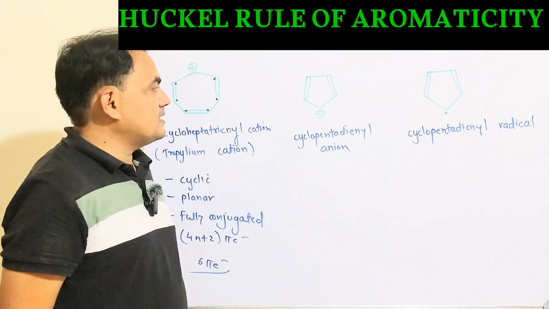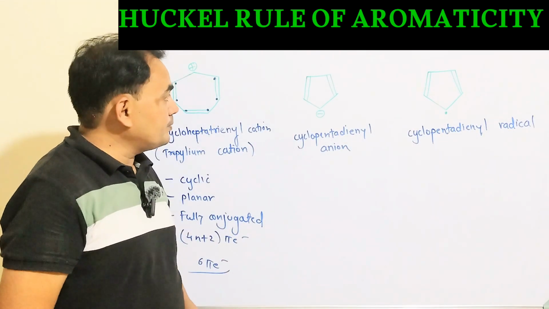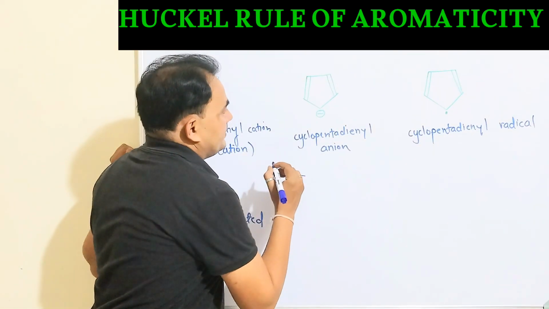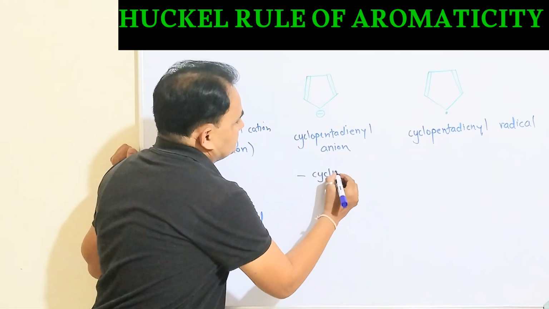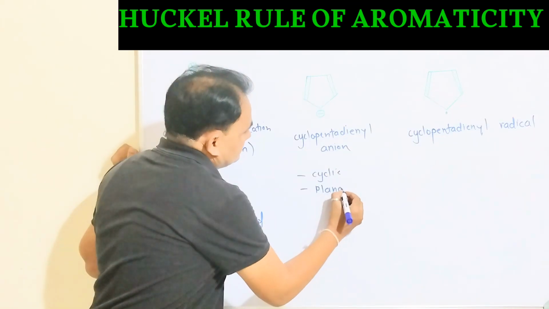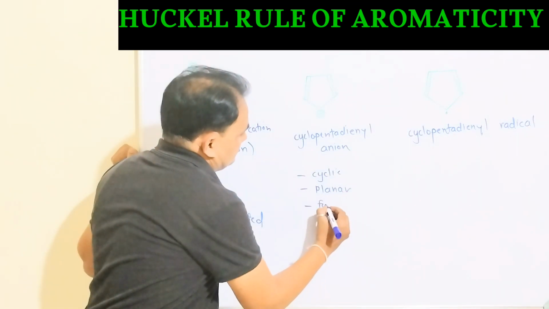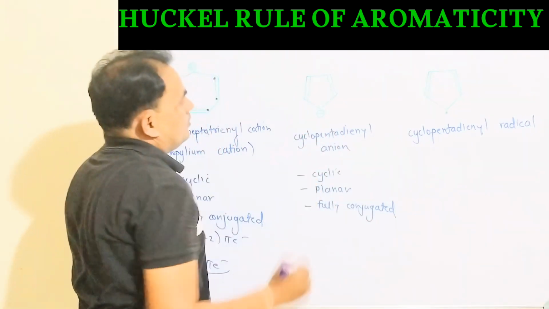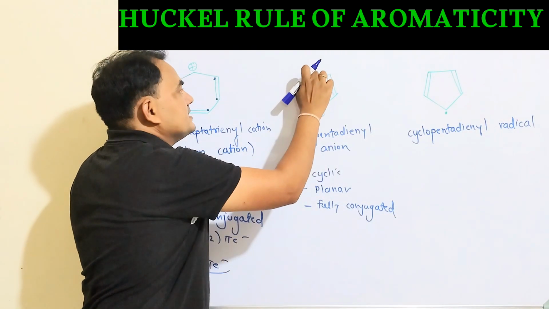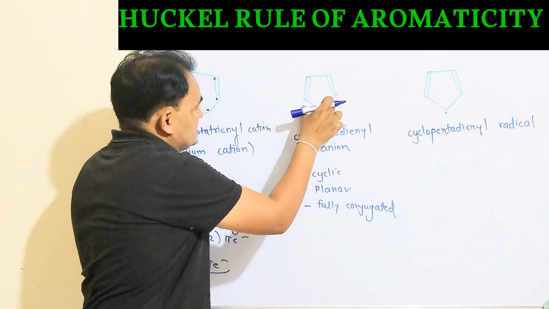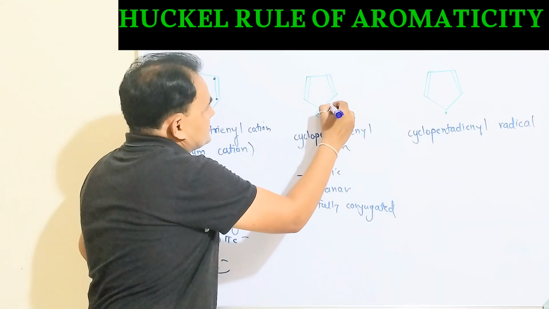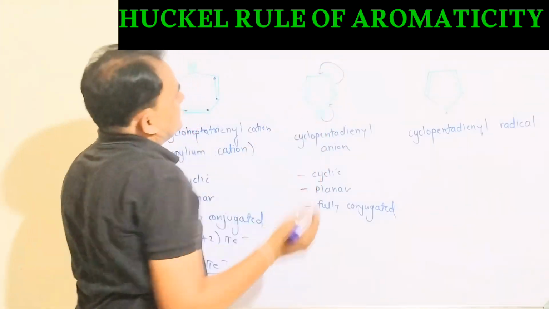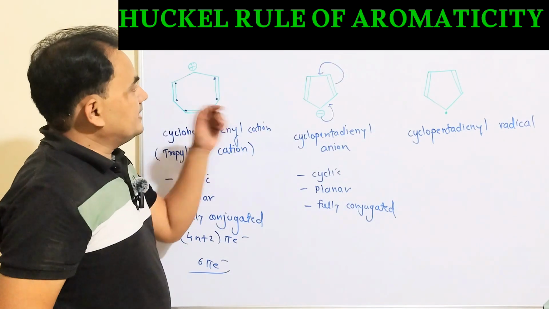Now we see another example, the cyclopentadienyl anion. When we see this cyclopentadienyl anion, it is cyclic, planar, and also fully conjugated. How conjugated? See here double bond, single bond, double bond, single bond, single bond. Two single bonds are there, but here is a presence of negative charge, and this negative charge delocalizes the electrons here in this way.